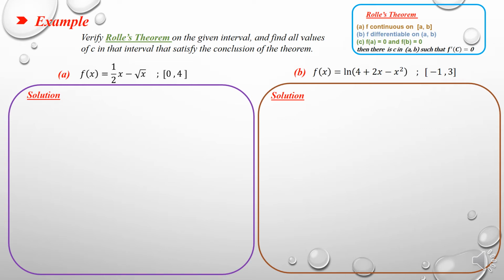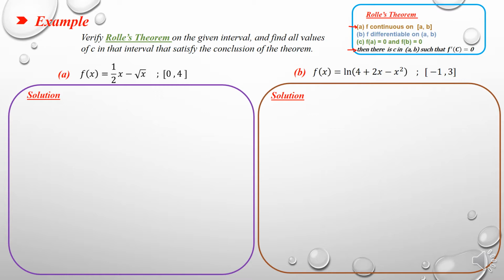Hi everyone, in this video we will take Rolle's theorem, and you have to know what the conditions of Rolle's theorem are. The first condition: f must be continuous on the closed interval [a, b]. f must be differentiable on the open interval (a, b). f(a) equals 0 and f(b) equals 0, and in the more general case f(a) equals f(b). The conclusion: then there is c in the open interval (a, b) such that f'(c) equals 0.